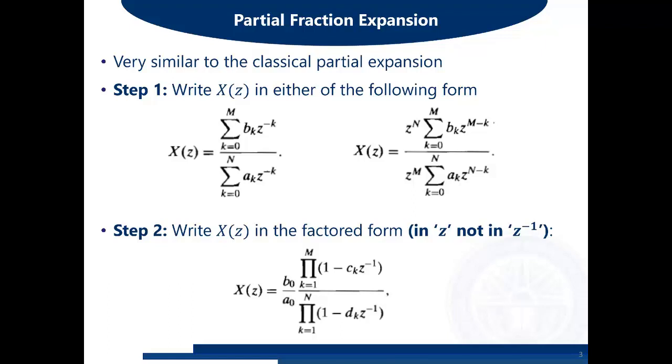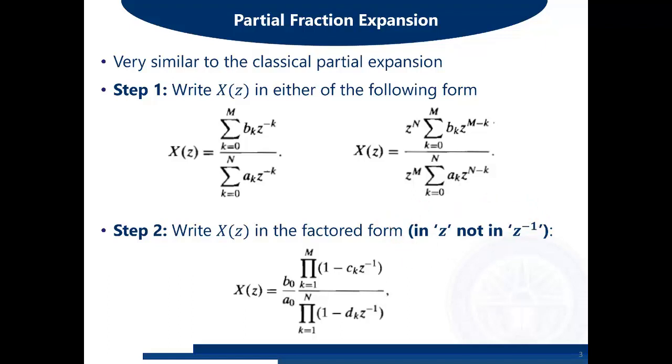And step number 2 is we have to write now X of z in the factored form. So we will need to make factors both in the numerator and in the denominator. We can also proceed with the factors in z inverse form, but I will recommend to use z instead of z inverse. This will simplify many calculations.